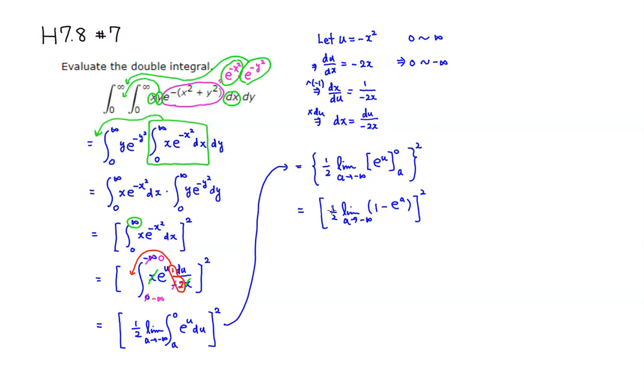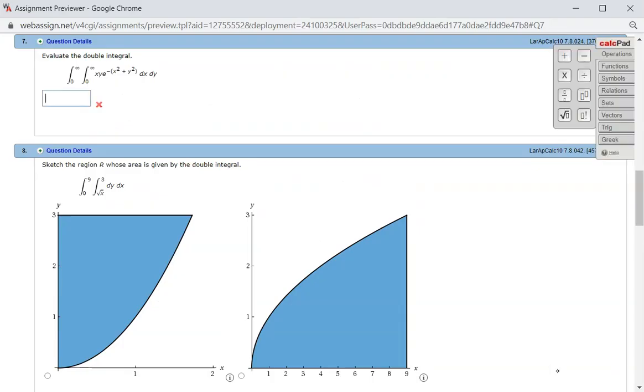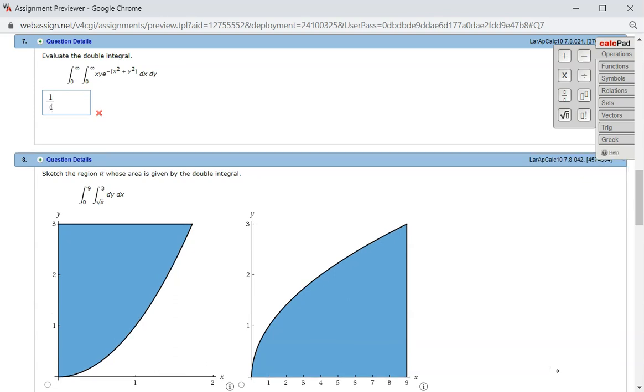As you take the limit, if a goes to negative infinity, e to the negative infinity is getting smaller to 0. So this term actually approaches 0, right? What's left is a 1, and then you have 1/2. So 1/2 squared is going to be 1/4, right? This is the value of the improper double integral. Let's type it in. The answer we got was 1/4. Let's check the answer.